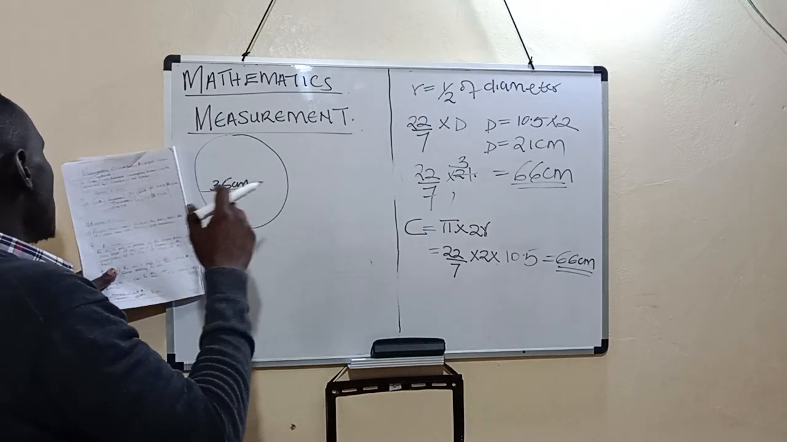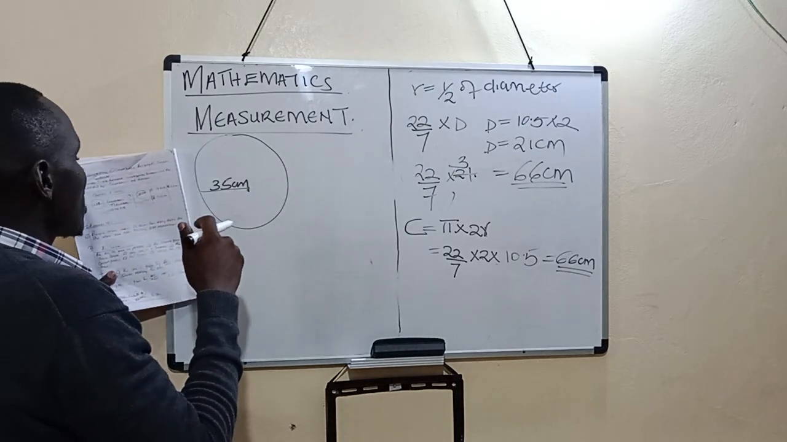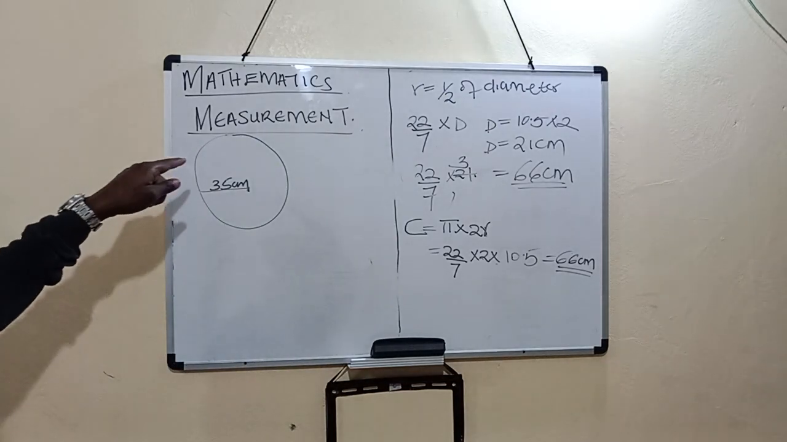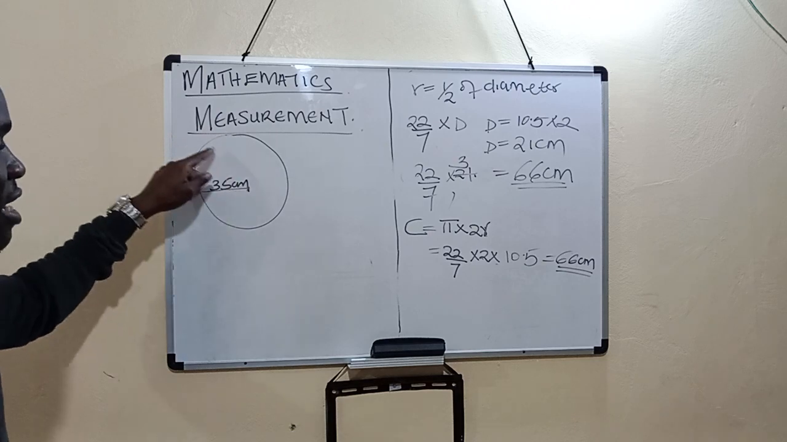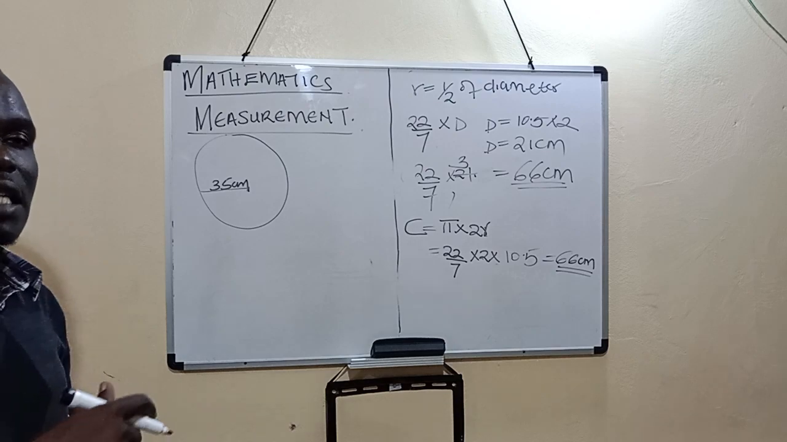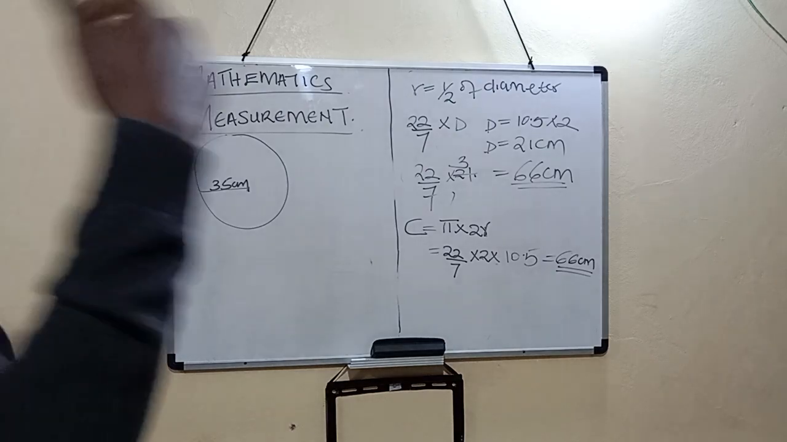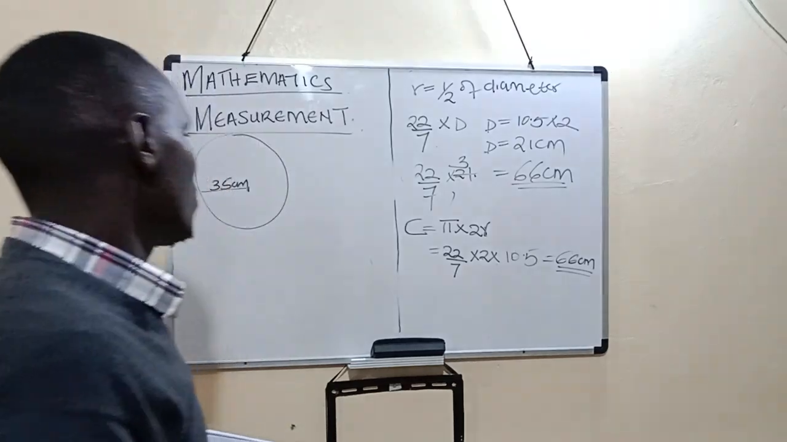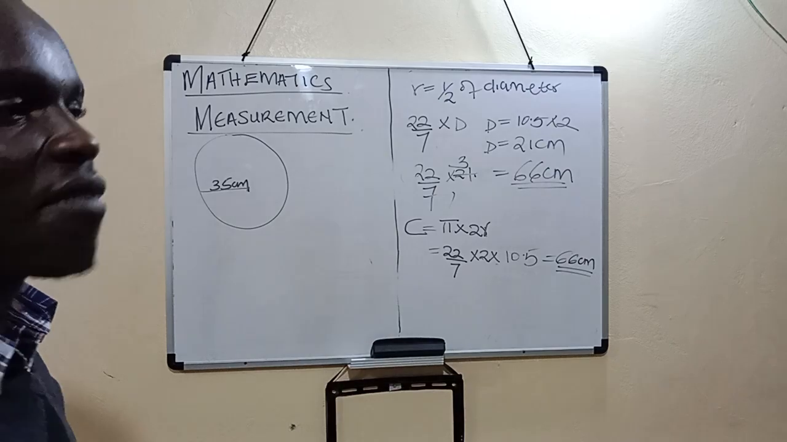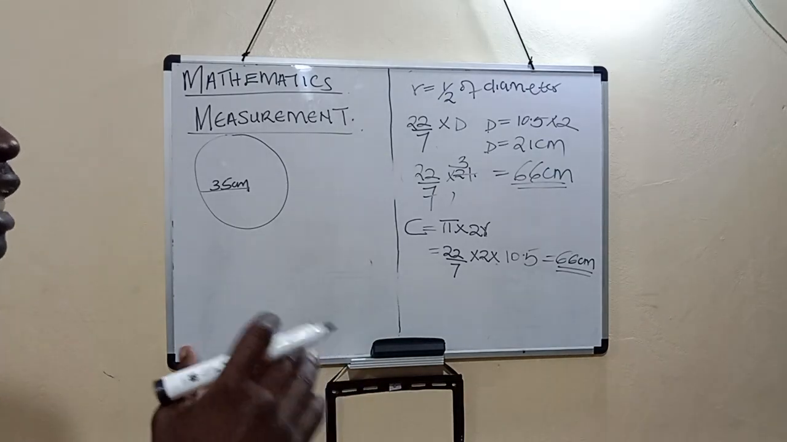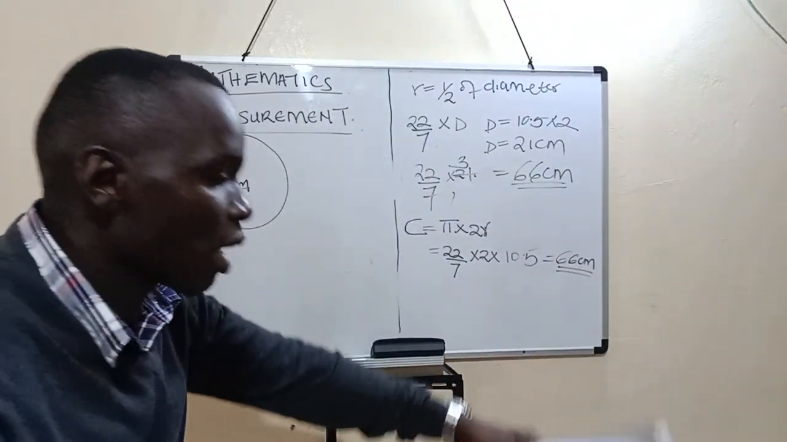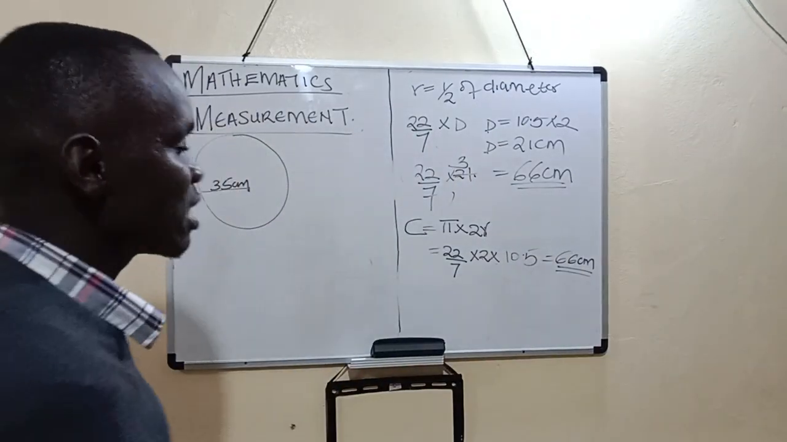How many meters does the wheel cover after making 500 revolutions? Here we have a bicycle wheel which has a radius of 35 centimeters, and we are asked how many meters it covers after making 500 revolutions. First of all, when we get the circumference, we get the distance that is covered by one revolution. When it revolves that way, what distance does it cover?